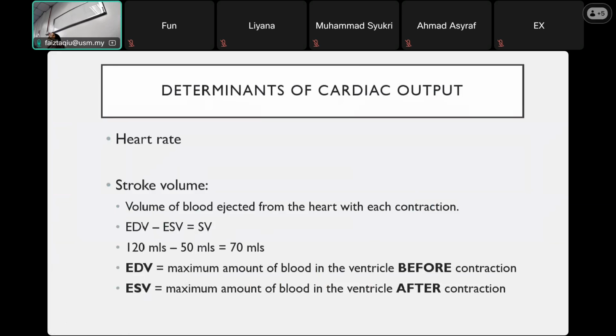So ini kena ingat lah, it has been asked in SQ past years. Boleh dengar kan kat belakang? So itulah, what's the formula for this stroke volume? Is EDV minus ESV kan? So it's about 70 mils lah of stroke volume.